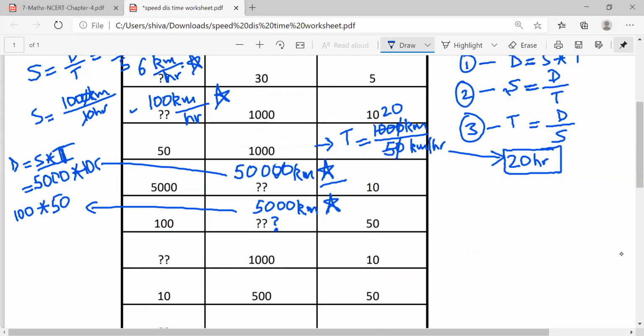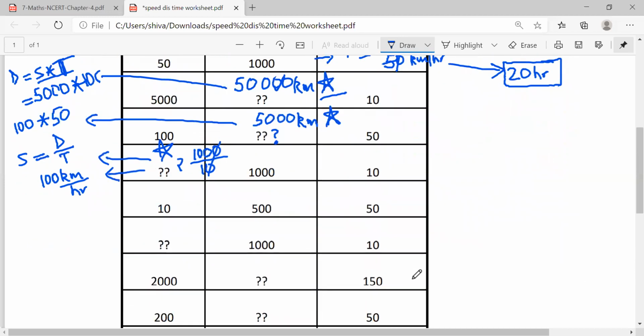Very nice. What would be the speed here? 100 kilometers an hour. Okay. So speed is distance upon time. Distance is 1000 upon time. Time is 10. So my speed would be 100 kilometer per hour. Very nice.